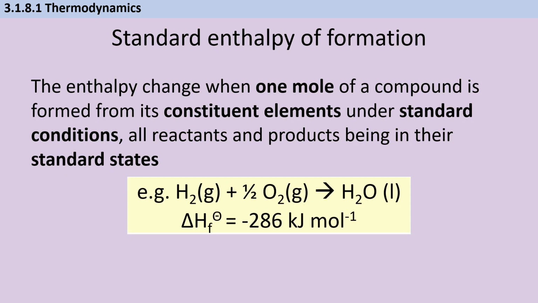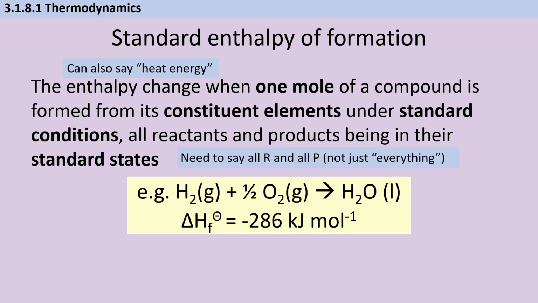We start with two definitions that you learned in Year 12, but that are still necessary here. Standard enthalpy of formation is the enthalpy change or heat energy change at constant pressure, when 1 mole of a compound is made out of its constituent elements. Those are just the elements that are included in that compound, under standard conditions, so 100 kilopascals and 298 Kelvin, with all reactants and products being in their standard states. Remember, you need to say all reactants and all products, not just everything.